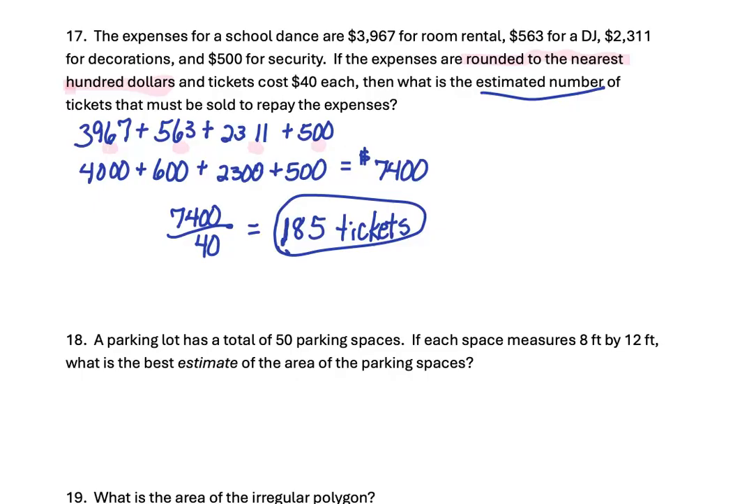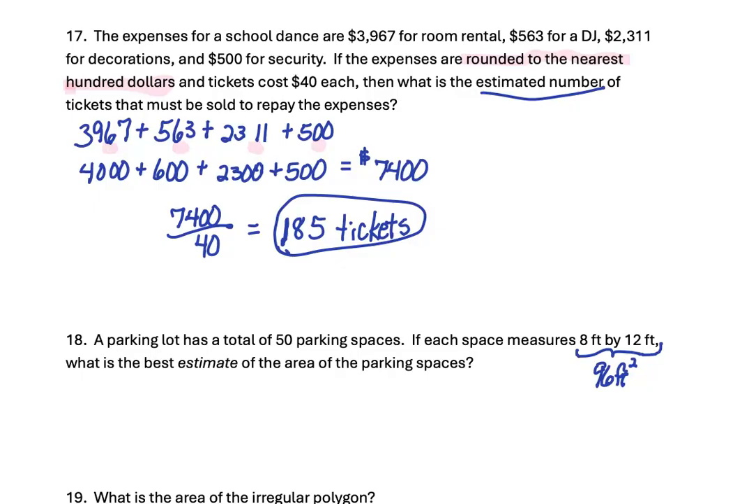Now, in the next problem, we've got a parking lot that has a total of 50 parking spaces. If each space measures 8 feet by 12 feet, what is the best estimate for the area of the parking spaces? Well, a parking space is a rectangle, and since it's 8 by 12, we know how to find that area. We just multiply length times width. So 8 times 12 is 96 feet squared. That's the area of the parking space.